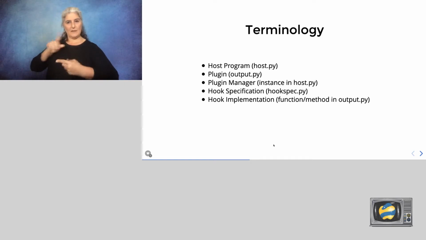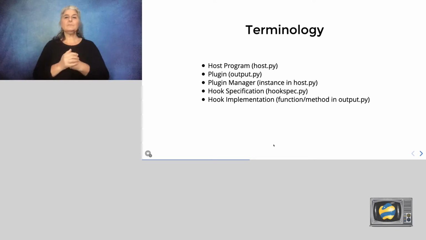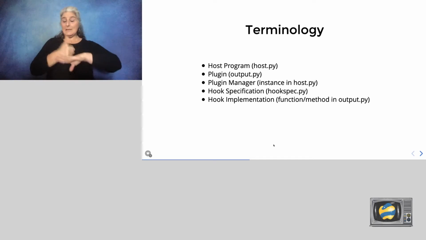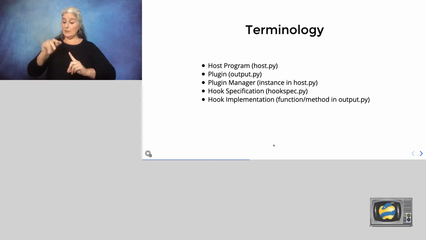The next term is plugin. The plugin is an implementation detail of a particular behavior. In this case, output.py contains the behavior details. Print output is the function which implements how the search results need to be rendered to the screen.